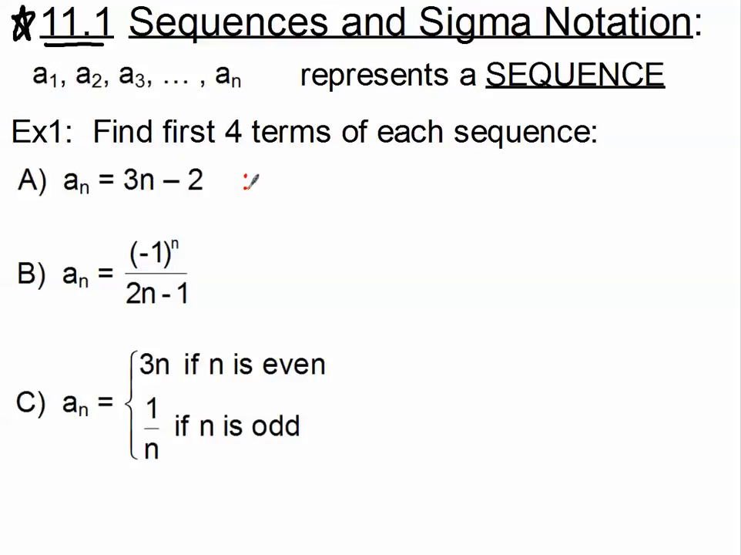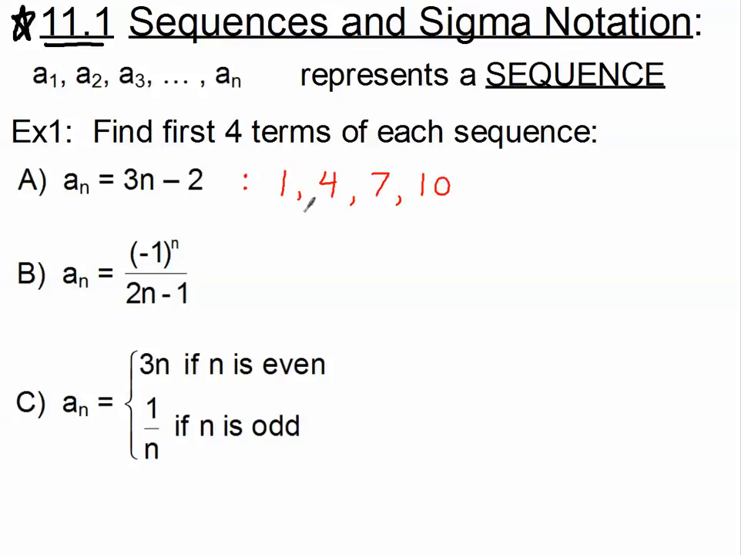So I'm going to put a little colon here. If I'm looking for the first 4 terms, I'm going to plug in a 1 and a 2 and a 3 and a 4. If I plug in a 1, I get 3 times 1 minus 2, which is 1. I'll separate my terms with a comma. If I plug in a 2, I get 3 times 2 minus 2, which is 4. When I plug in a 3, I get 3 times 3 minus 2, which is 7. And I plug in a 4 to find my 4th term. 3 times 4 is 12, minus 2 is 10.